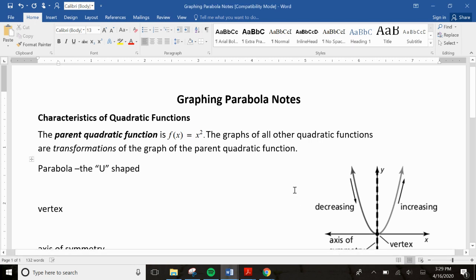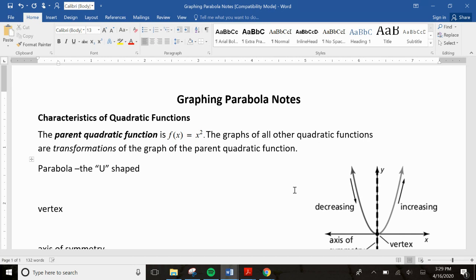Hi everyone. So today we're going to talk about graphing parabolas. Our notes today kind of recap what you investigated in part one of our assignment. I do want to let you know we are officially starting unit 6, which is all on graphing parabolas, getting to know the characteristics of parabolas and things like that.